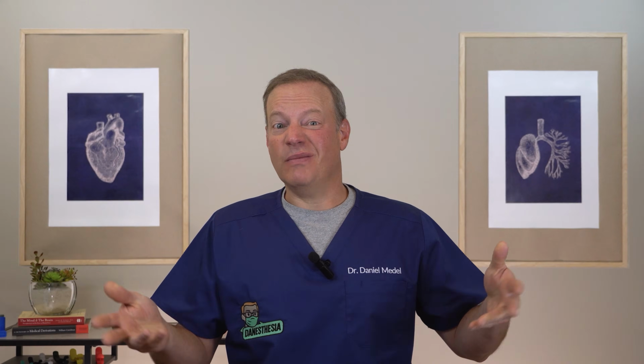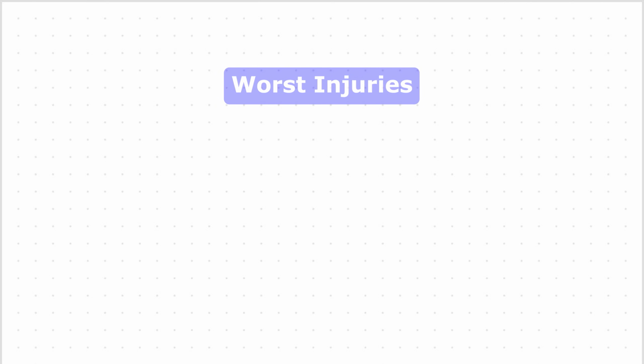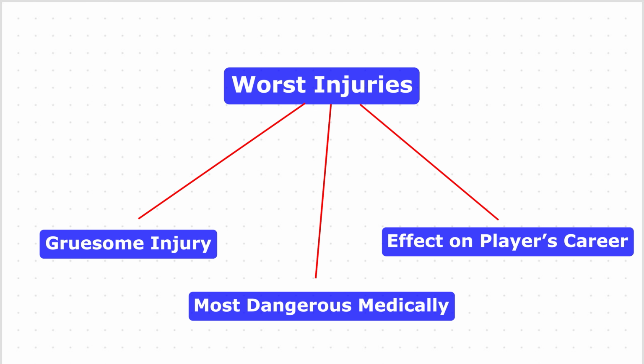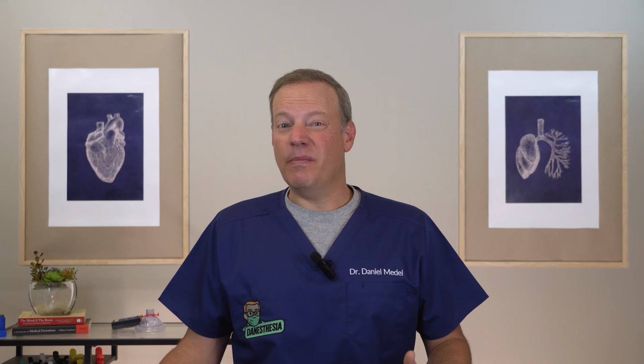Hi, today on Danesthesia, we're combining two things that make my blood pressure rise for completely different reasons: World Cup soccer and traumatic injuries. Now, ranking the worst World Cup injuries is tricky because worst can mean a lot of different things. It can mean the most gruesome injury, the most dangerous medically, the biggest effect on a player's career, or the moment that made every doctor watching the game yell, "What are you doing? Get him off the field!"